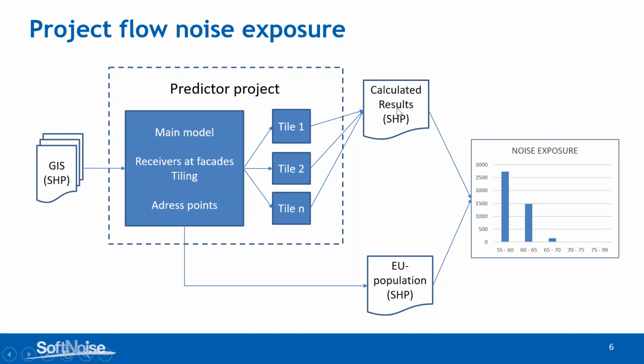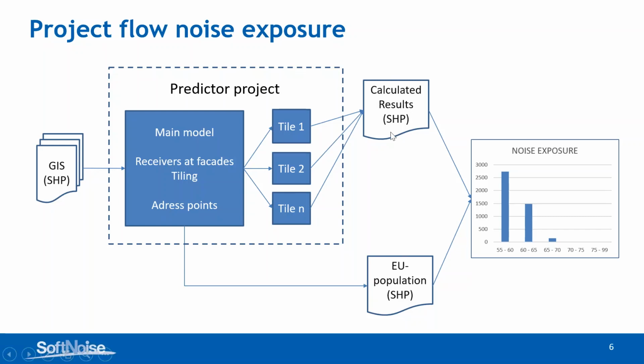But then you need the population data. And that's done by using address points. So you also have to create or import address points in your main model. And then you can export and create an EU population file. These are the 2 main files that you need in order to calculate and determine the noise exposure.